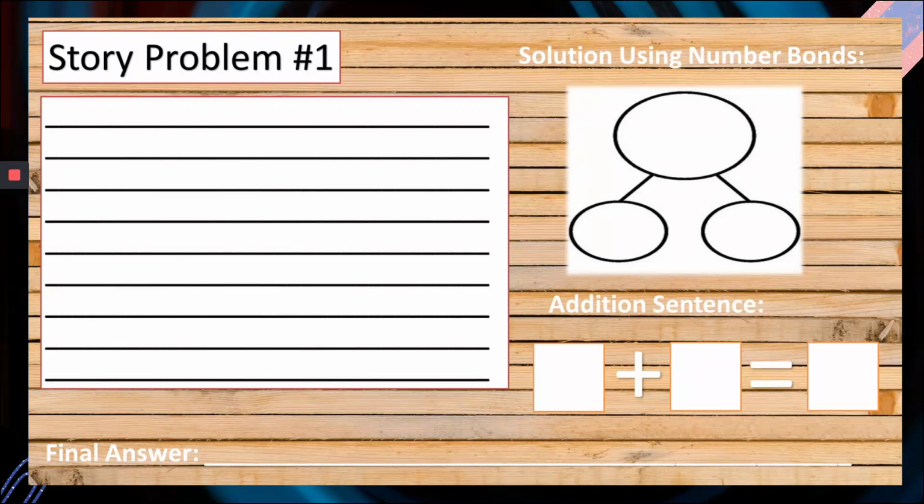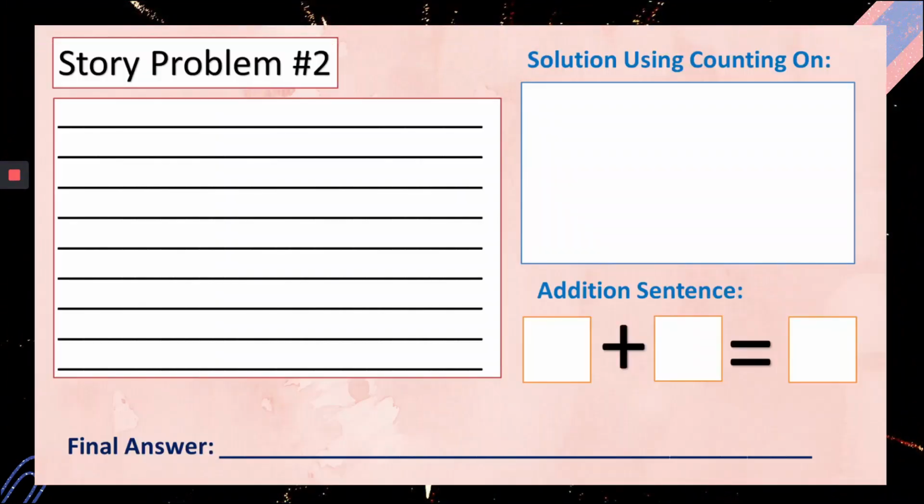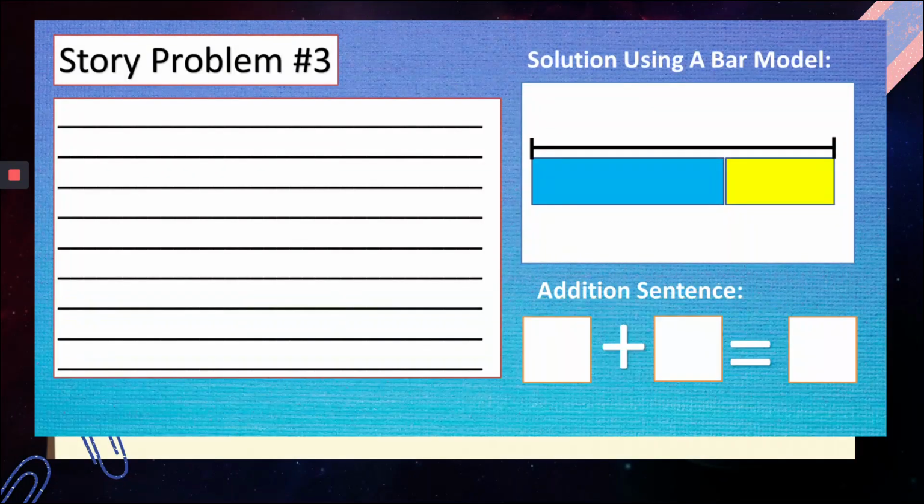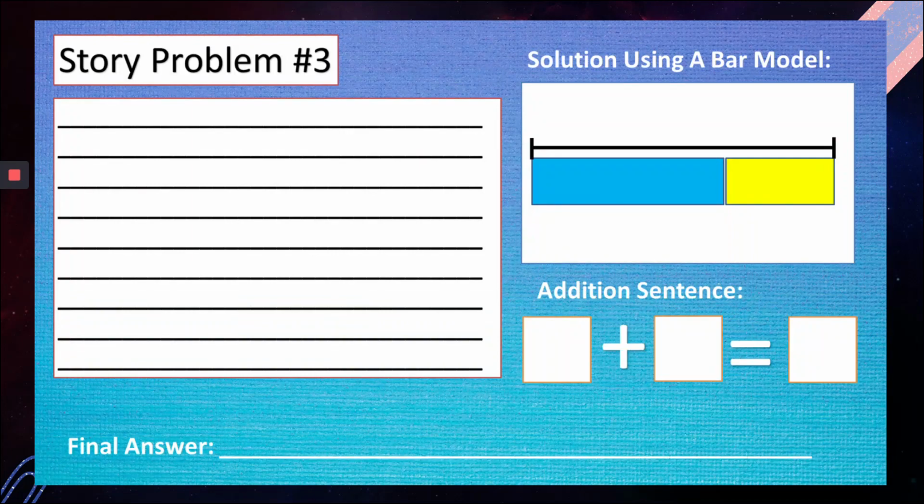Write the addition sentence and the final answer. Okay, for your story problem number 2, your solution is using counting on. Write also the addition sentence and the final answer. And lastly, for your story problem number 3, use a bar model to solve your problem. Write also the addition sentence and the final answer.